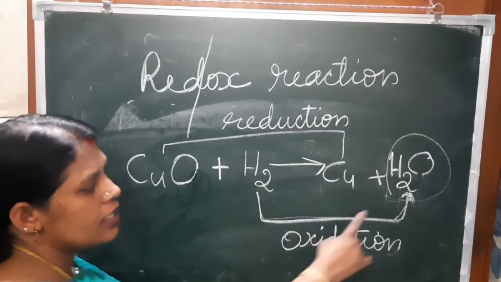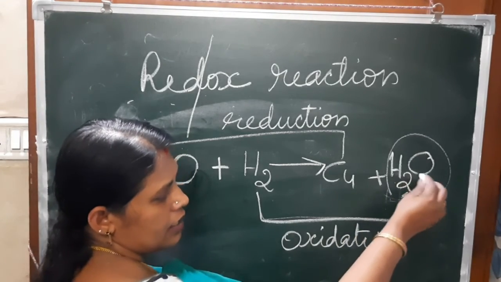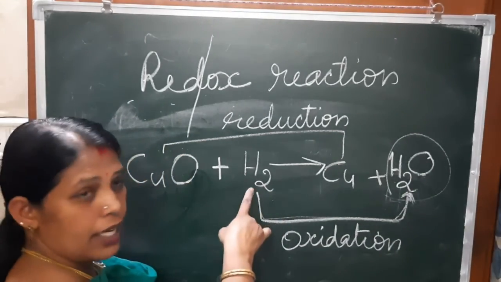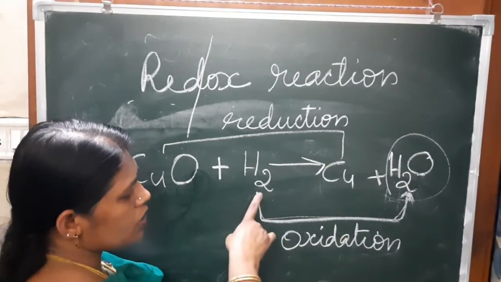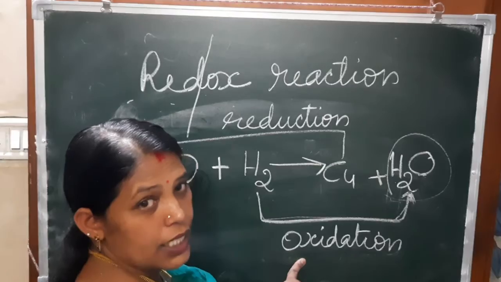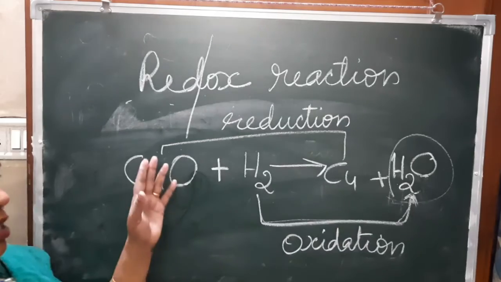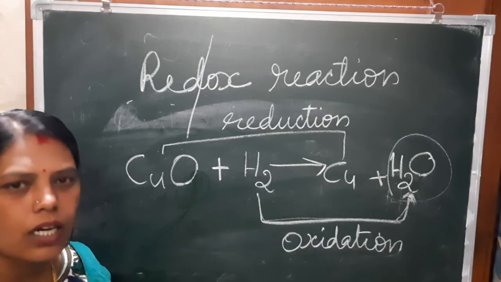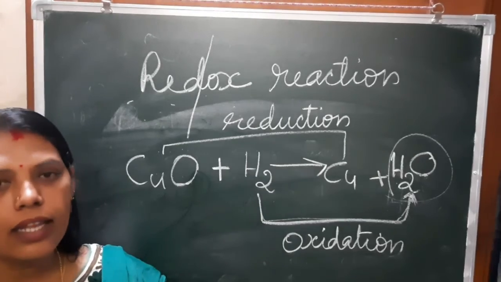In the second part, hydrogen has oxygen added to it. Copper comes out, the oxygen is lost, and that oxygen goes to the hydrogen. So oxygen is added, and it is an oxidation reaction. Oxidation and reduction occur simultaneously, so that is a redox reaction. This reaction is not explained in your class, you will learn this in the higher classes. Okay children, practice it well. Thank you children.